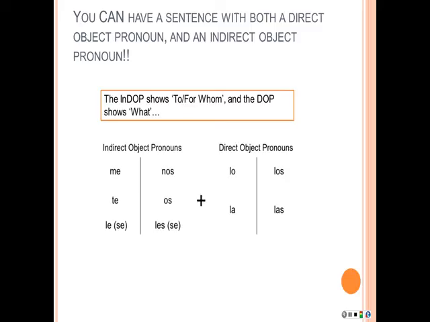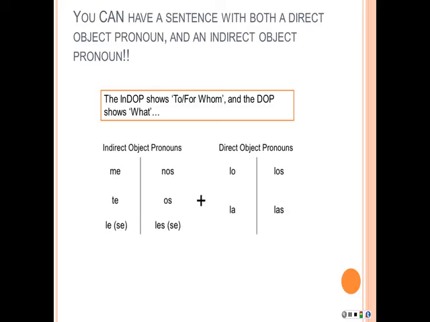So, a quick review. The indirect object pronouns were me, te, le, nos, os, and les. You see a little se there in parentheses, and I'm going to explain that in a minute. But as of now, you know the indirect object pronouns as me, te, le, nos, os, les. Remember, think gustar, because we learned them a long time ago with gustar. Me, te, le, nos, os, les.